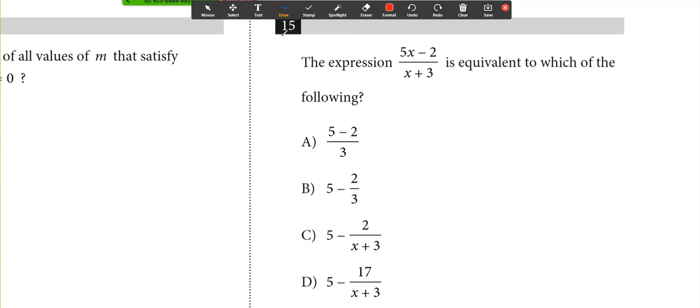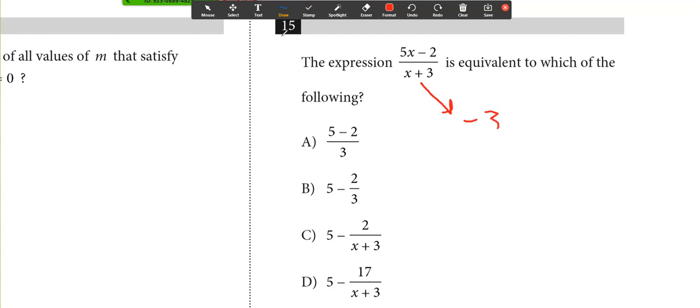Okay, the expression 5x minus 2 over x plus 3 is equivalent to which of the following? Would you like long division, synthetic division, or the remainder theorem? Any choices out there? Anybody like long division? I'm going to guess no. What about synthetic division? I think I remember synthetic. So yeah, I was going to say.